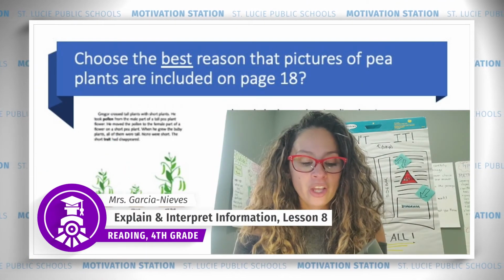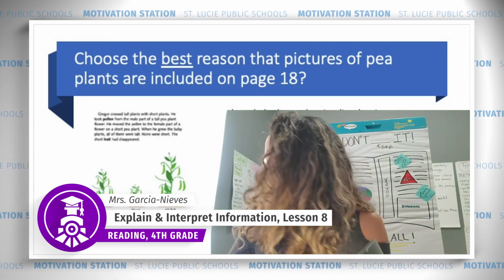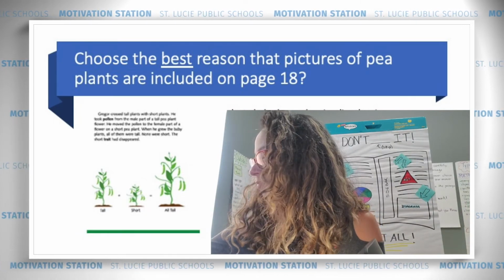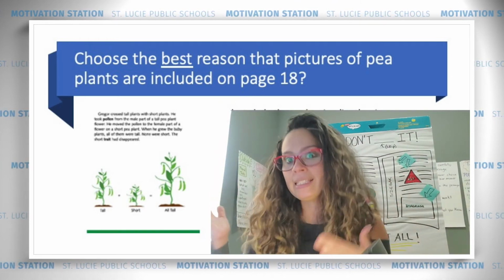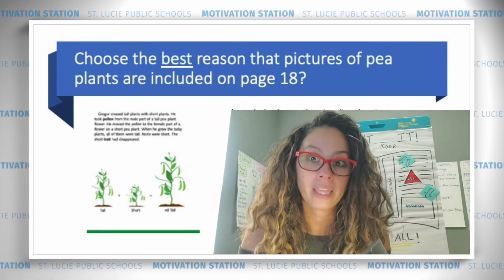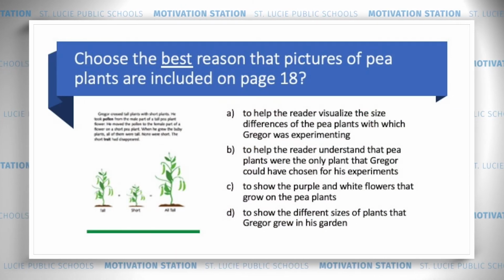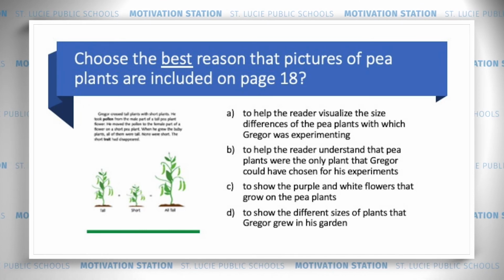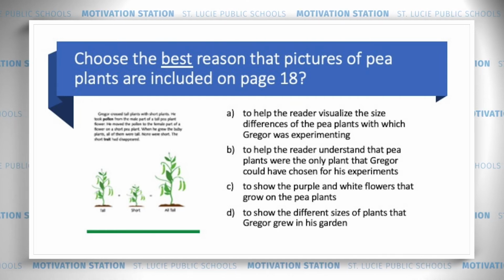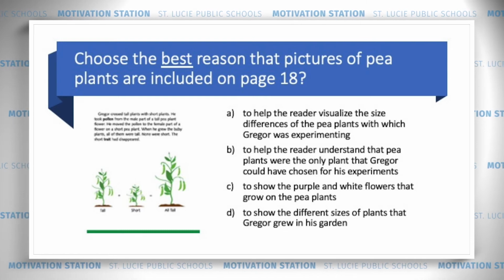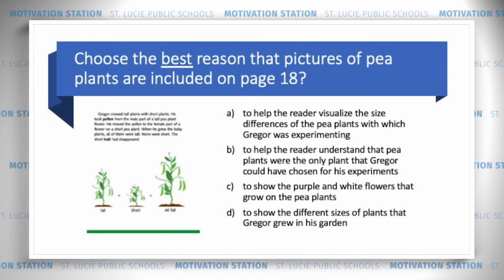So the first question is, choose the best reason that pictures of pea plants are included on page 18. So let's look back at page 18. And if you see, you have what? A picture of a tall plant, a short plant, and then it said that it equal all plants. So let's show the best reason why this was included. Was it A, to help the reader visualize the size differences of the pea plants in which Gregory was experimenting? B, to help the reader understand that pea plants were the only plant that Gregory could have chosen for his experiments. C, to show the purple and white flowers that grow on the pea plants. Or D, to show the different sizes of plants that Gregory grew in his garden.